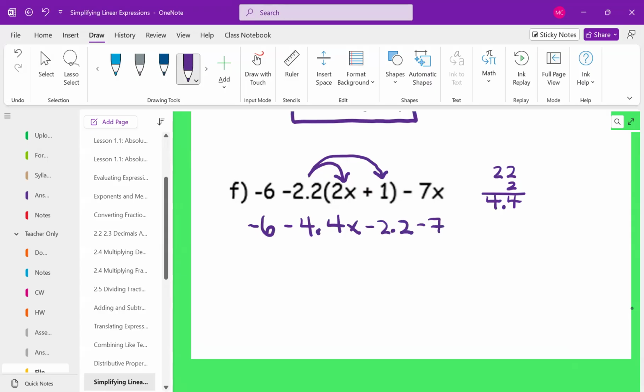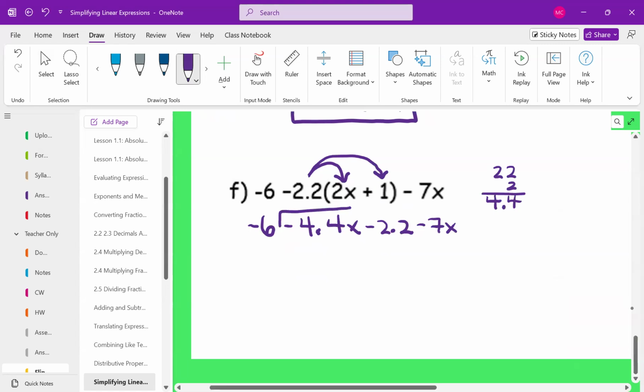And your negative 7x comes down. Now we need to remember our same sign rules as well as our decimal rules to combine all of these. First, let's start with the variable terms. Negative 4 and 4/10 x minus 7x. Same sign, add and keep the sign. So 7 plus 4 and 4/10 is 11 and 4/10 x, but we need to keep the sign.